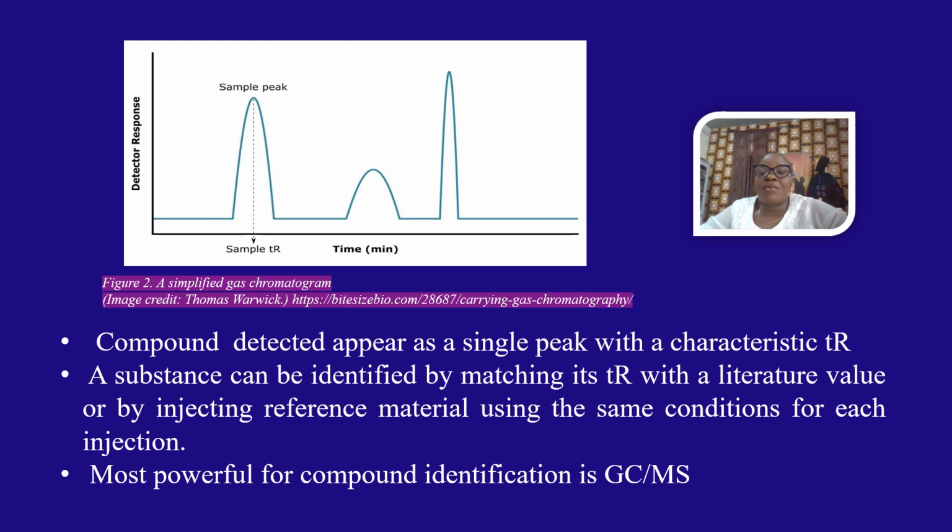The GC-MS systems are the most powerful for compound identification, as they enable identification by mass. The peak area on a chromatogram is proportional to the concentration of the corresponding sample. The relative amounts of compounds in a sample can be determined by comparing the peak areas, or we can also calculate the actual concentration by using a standard calibration curve. Here we have a figure 2 showing a simplified gas chromatogram, and we have the detector response plotted against time.